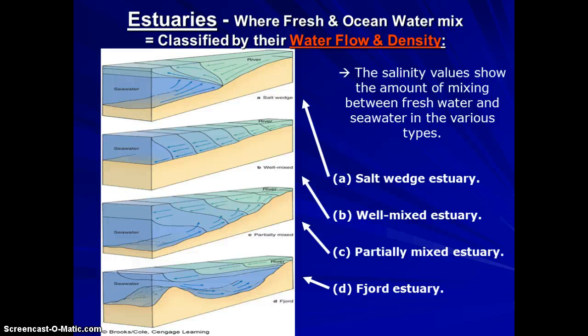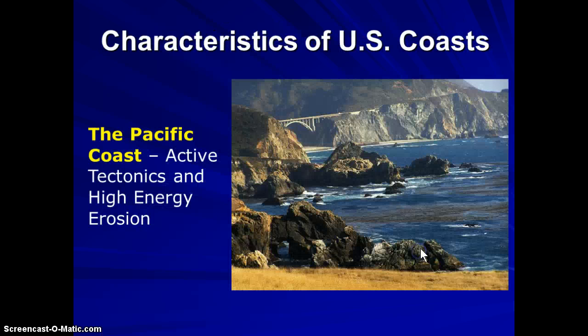Estuaries are also classified by their water flow and density. If you have fresh water that just floods out into the ocean, you get a salt wedge estuary where it layers in here. So you get strong stratification, you got fresh and then salt. But if you get a different kind of mixing, a well mixed estuary, you get a gradient between fresh to salty, and so on and so forth. And these are the different estuary types. And all these characteristics add up to coasts that you guys should recognize, like the U.S. coasts.